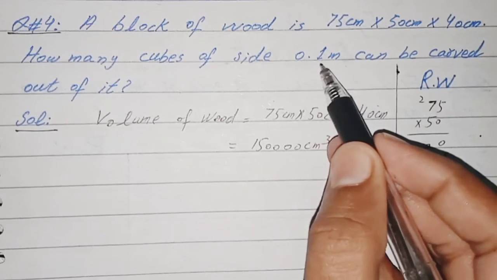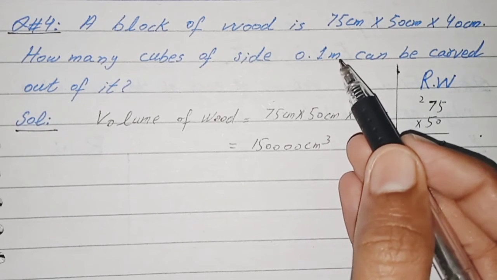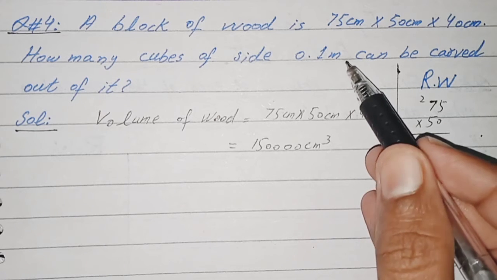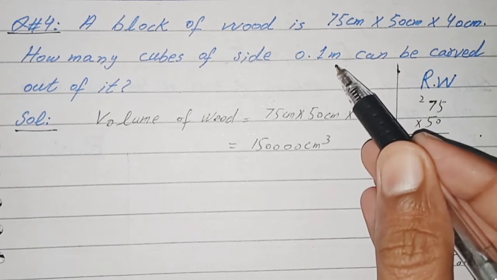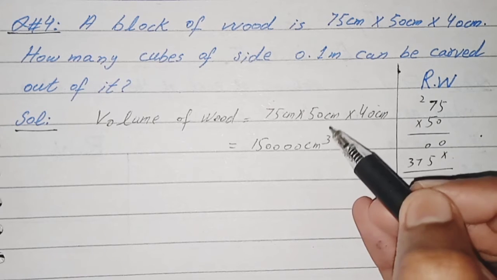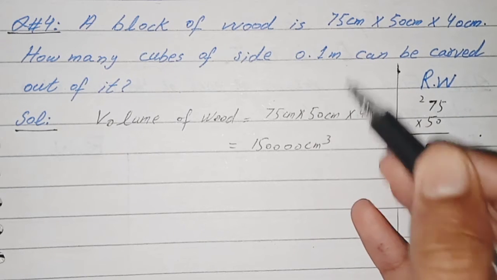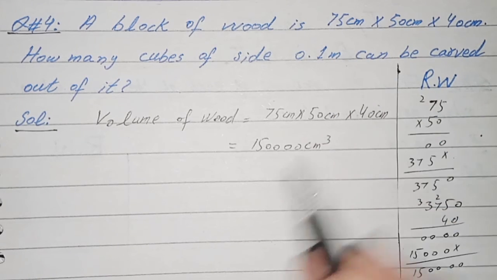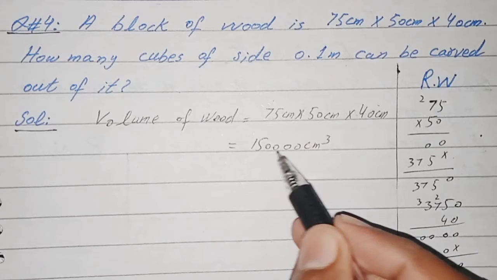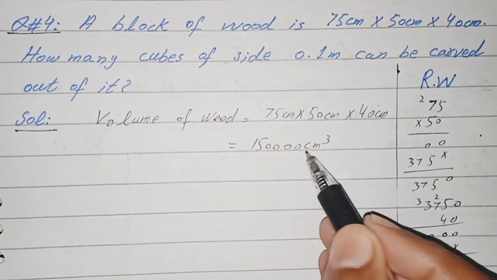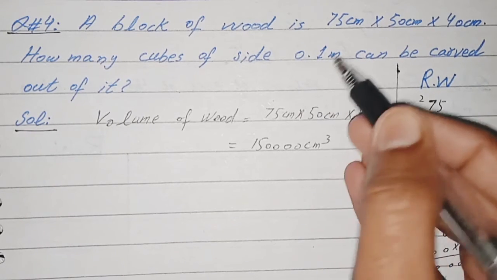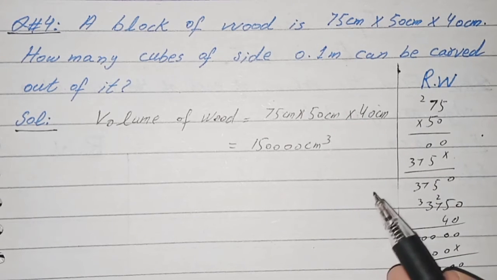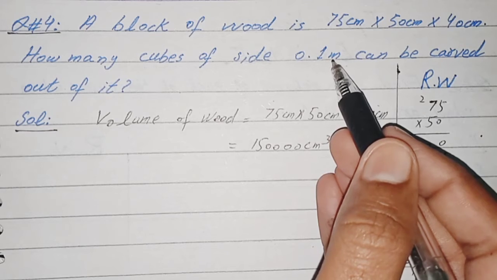It is in centimeter cube, and the dimension of one side is 0.1 meter. We have two choices. First of all, we should change centimeter into meter or meter into centimeter. To make these the same units, we will make it same. How to make it? There is 150000 centimeter cube and there is 0.1 meter. We will convert meter into centimeter.